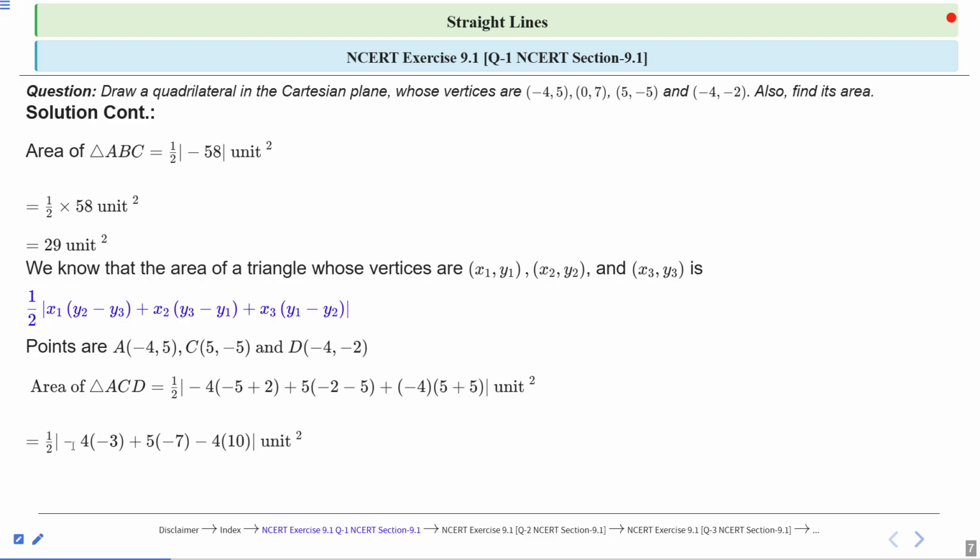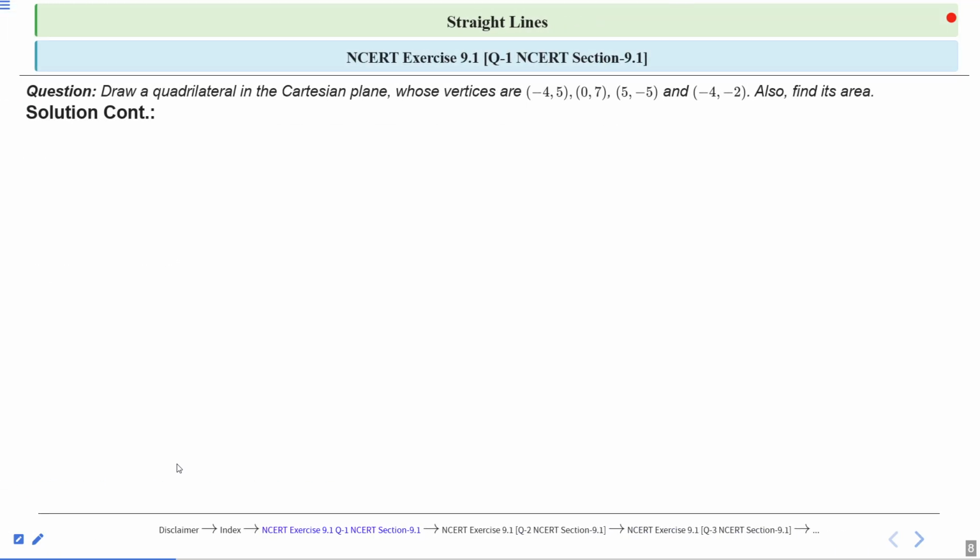So now calculate it. If we simplify it, then you will get 1 by 2 modulus value of minus 4 into minus 3 plus 5 into minus 7 minus 4 into 10 square unit. So area of triangle ACD is basically 1 by 2 modulus of 12 minus 35 minus 40 square unit. Okay, and this is equal to 1 by 2 modulus value of minus 63 square unit, and this is equal to 63 over 2 square unit. Okay, so area of triangle ACD is 63 over 2 square unit.